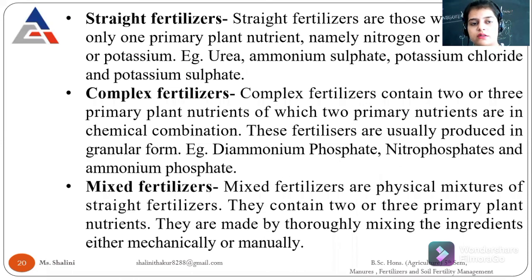So these are the definitions. Straight fertilizers supply only one primary plant nutrient, either N, P or K. Examples are urea, ammonium sulfate, potassium sulfate. Then complex fertilizers contain two primary nutrients, for example DAP, diammonium phosphate, which contains ammonia, meaning nitrogen, and also phosphorus. And in mixed fertilizer, we take two straight fertilizers, urea and DAP, mix them thoroughly, and they can be applied in the field mechanically or manually.